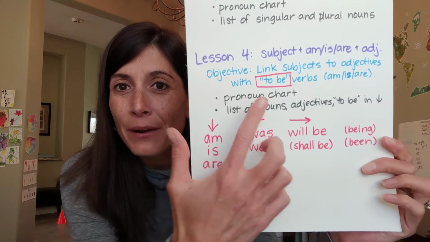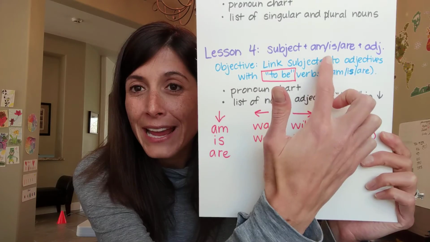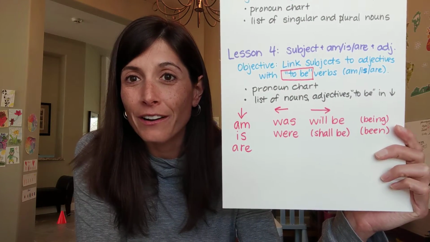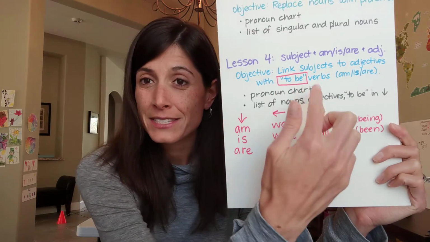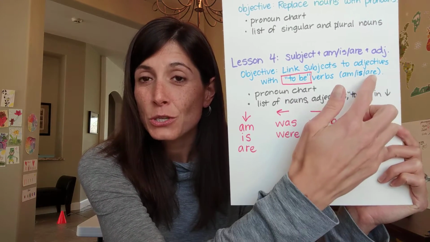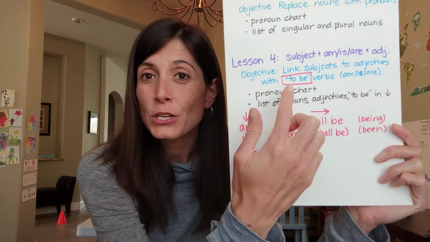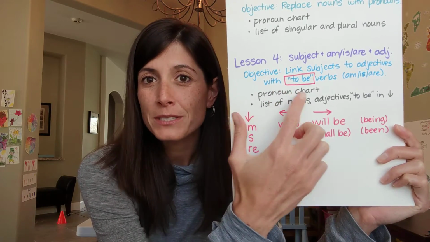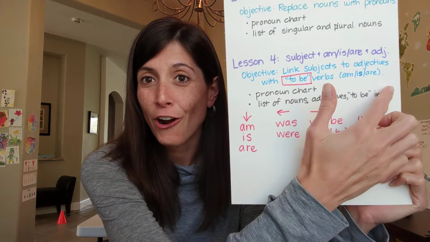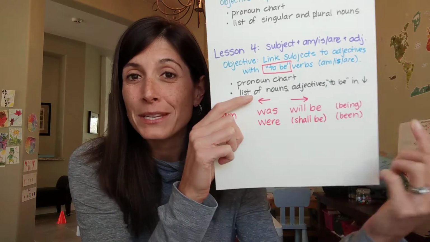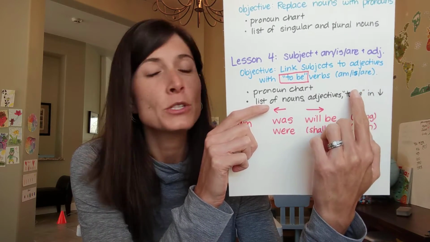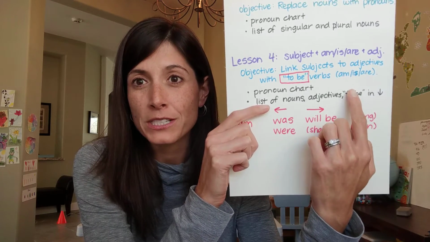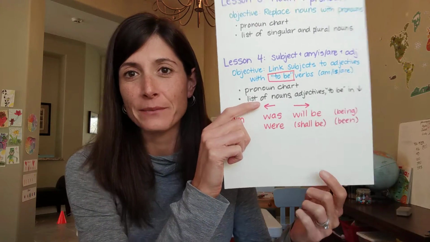We are talking about to be verbs, am, is, and are. So our job today is to link the subject of our sentence to an adjective that describes it using these special to be verbs, am, is, and are. I'm so excited because these are the verbs that we use most of the time in the English language. So it's really important that we know how to use them and how to find them in our reading.